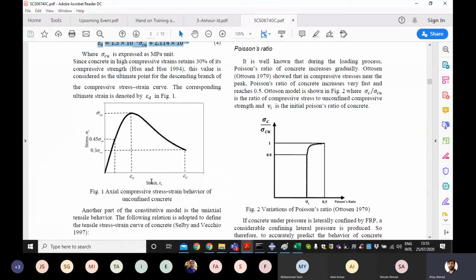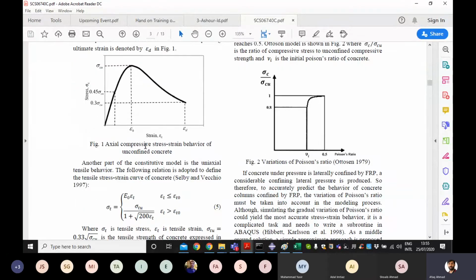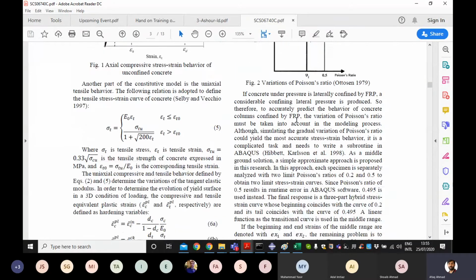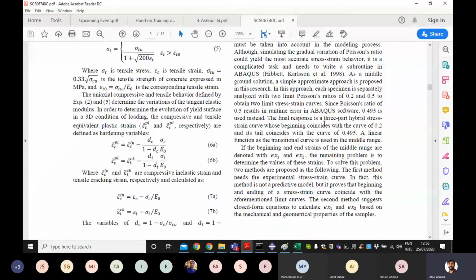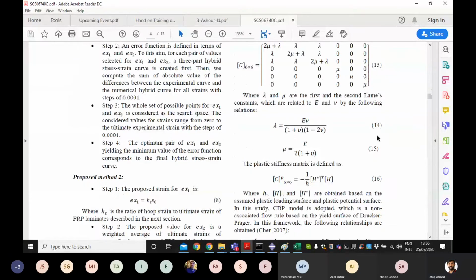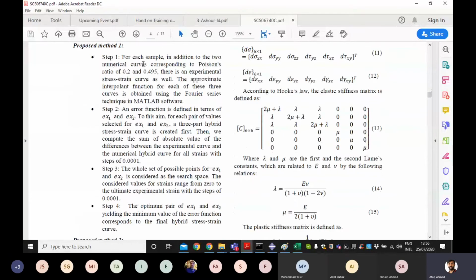This is the same diagram we discussed, with 0.45. We are using 0.4 and his suggestion is 0.45, so what's the difference? Nothing. This is the stress-strain curve, and this is the Poisson ratio's effect. And what he did was use the final response, using different curves of the Poisson ratio. So that's the proposed method.